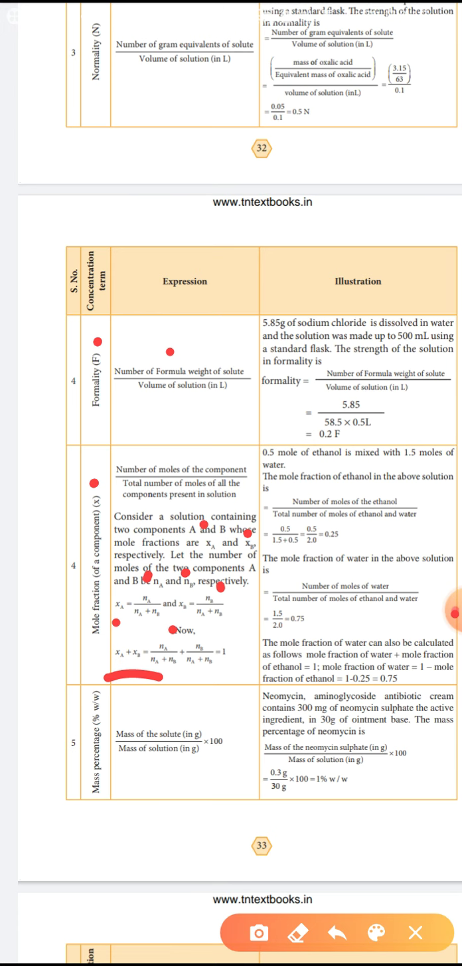The next one is mass percentage, weight by weight percentage. It is defined as the mass of the solute to the mass of the solution, multiplied by 100. Percentage means multiplied by 100.